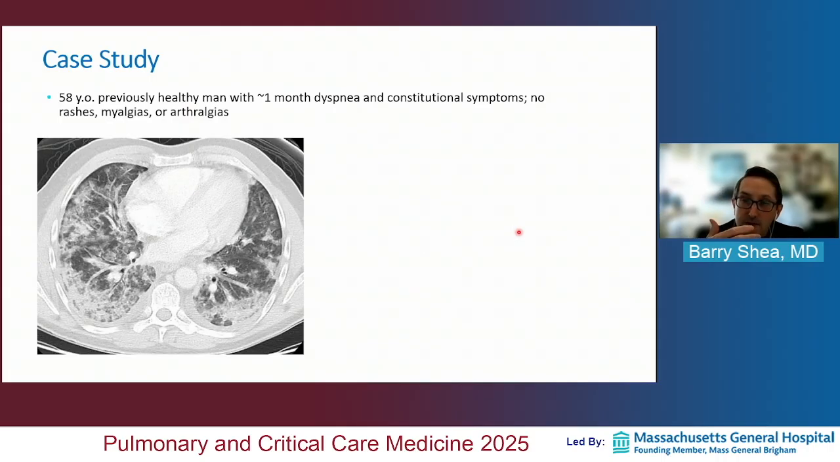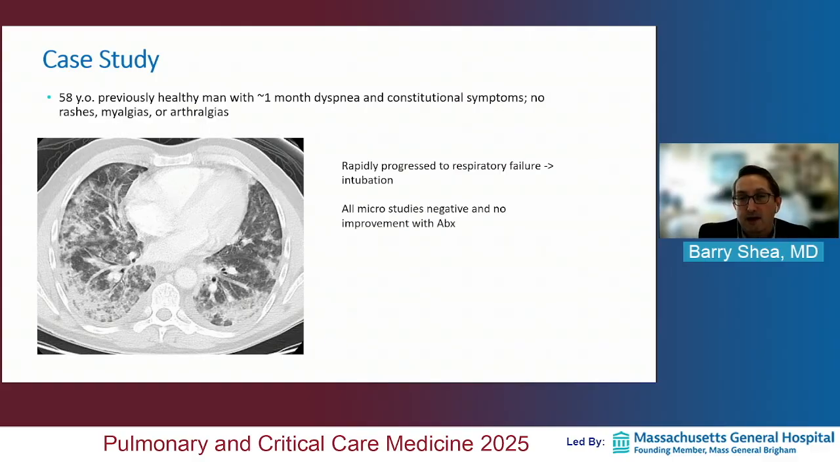cough, and prominent constitutional symptoms. He had some night sweats, some anorexia, some weight loss. He had no rashes, he had no muscle aches, he had no arthralgias. And this was his CT scan on presentation. He had these diffuse bilateral ground glass and peripheral areas of consolidation. He was quite sick, and he rapidly progressed to respiratory failure, required intubation.